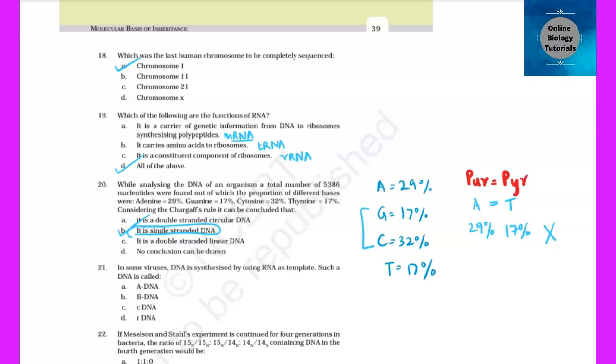In some viruses, DNA is synthesized by using RNA as a template, and such DNA is known as complementary DNA. The example of this is the HIV virus. It is made up of RNA. Once it invades the body of human beings, because of the process of teminism or reverse transcription, it makes complementary DNA. Then this complementary DNA makes RNA, and then it makes proteins. So reversal of the central dogma is seen because of the synthesis of cDNA.